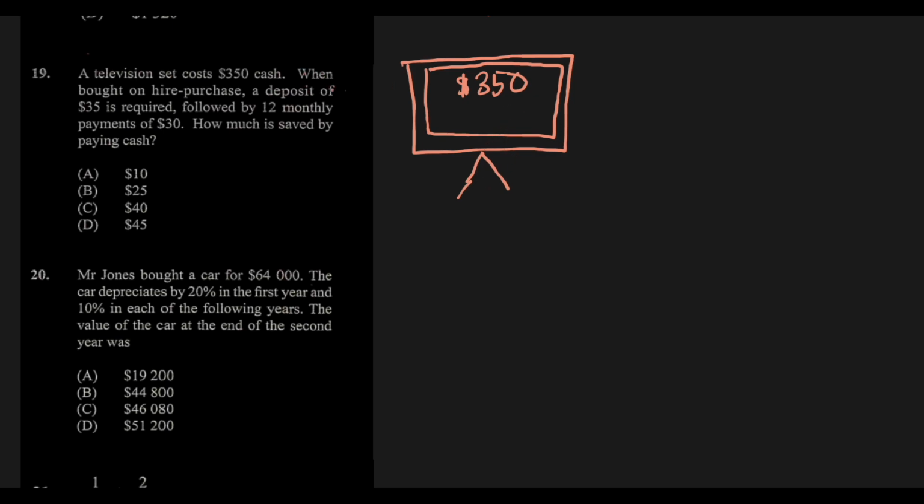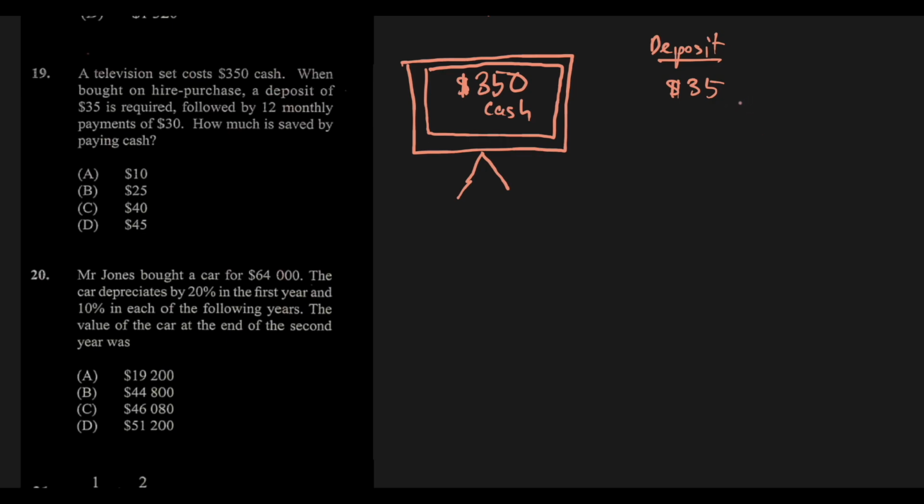But we said that when bought on hire purchase, a deposit of $35 is required. So we have to pay down $35 plus 12 monthly payments of $30. With this, we need to figure out what the hire purchase is. This is in cash, but if we have to pay in hire purchase, maybe we can't afford it. So we have a deposit first. The deposit is going to be $35, which is basically 10% of this.